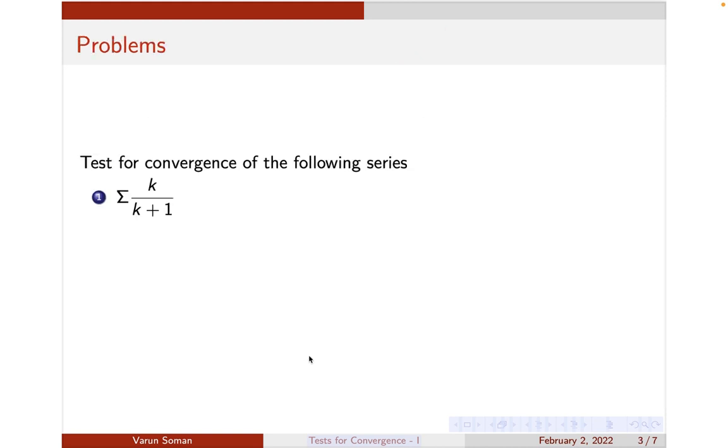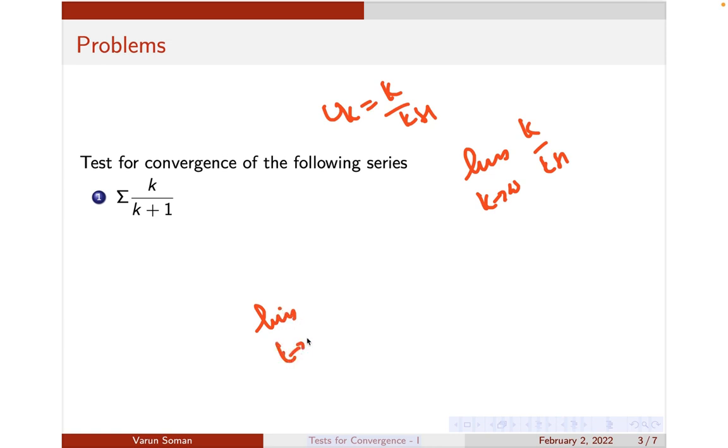Let us test the convergence of the series k by k plus 1. Now look at uk. What is uk? Uk is actually k by k plus 1. Now can you tell me what is limit k tends to infinity k by k plus 1? How will you do this type of infinite limits? Take the maximum power of k in the numerator and denominator outside. So it will simply be limit k tends to infinity k by k into 1 plus 1 by k, right?